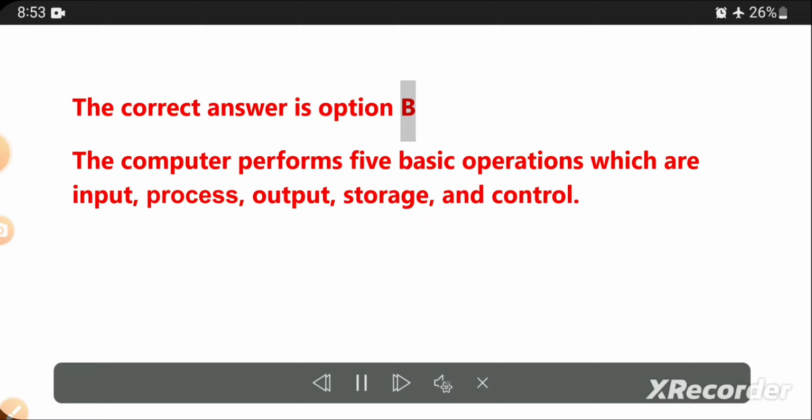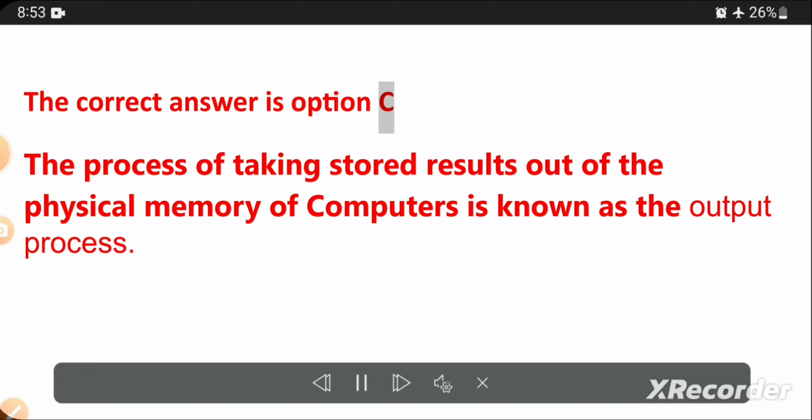Q5. The process of taking out stored results out of physical memory of computers is known as input process, programming, output process, processing. The correct answer is option C. The process of taking stored results out of the physical memory of computers is known as the output process.